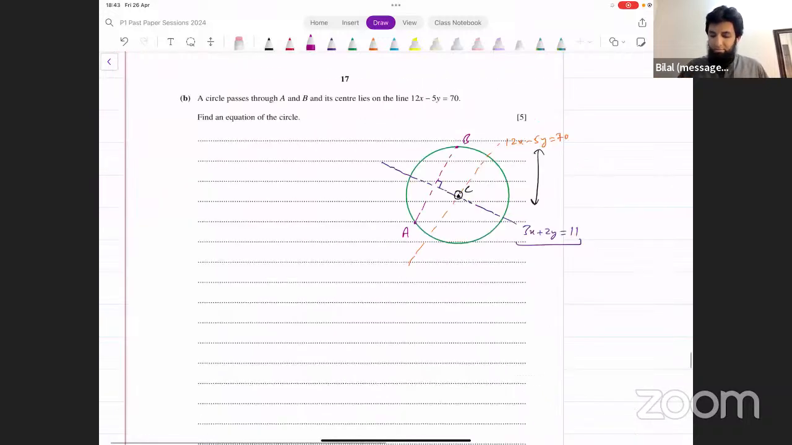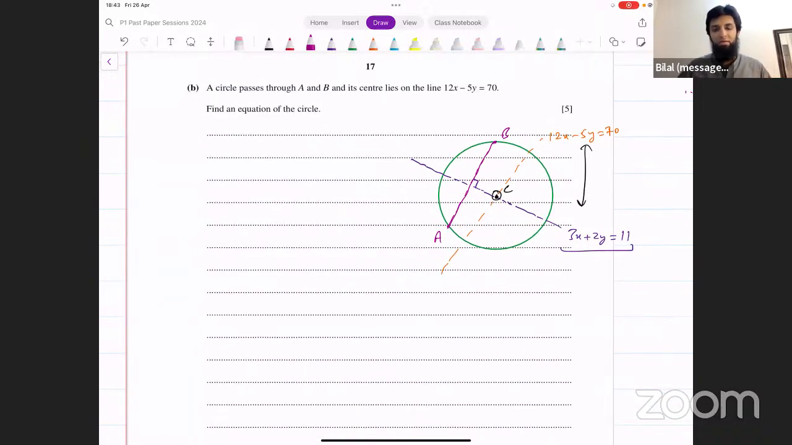All right, so that's the idea. Perpendicular bisector will also pass through the center. You solve those two equations simultaneously, get the center. Once you have the center, you find the distance of the center from either A or B. That will give you the radius, and you can write down the equation of the circle after that. Okay, that's question number 10.